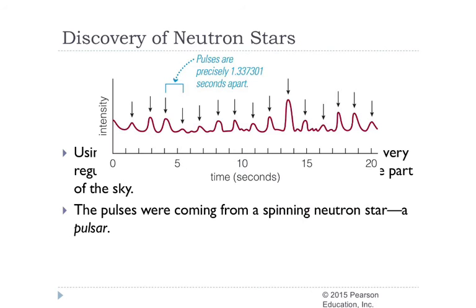When we discovered these pulsars, what we saw was this intensity coming out from them. And these peaks occurred very frequently, so very precise. Here was one that was 1.33730 seconds apart. And so it was kind of like a beacon in a lighthouse that kept spinning round and round.